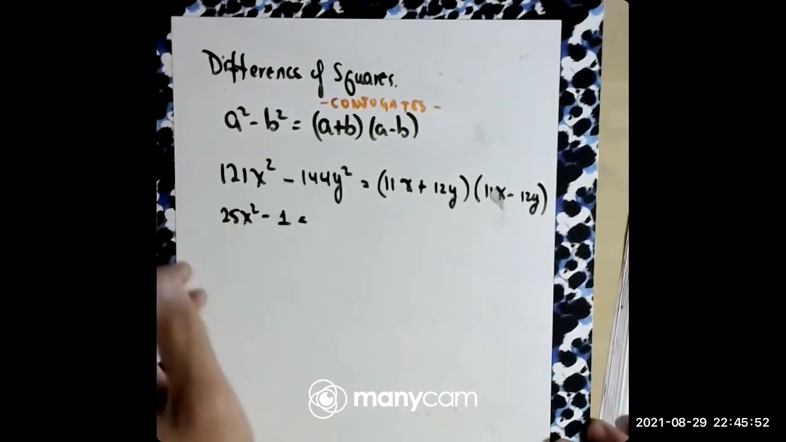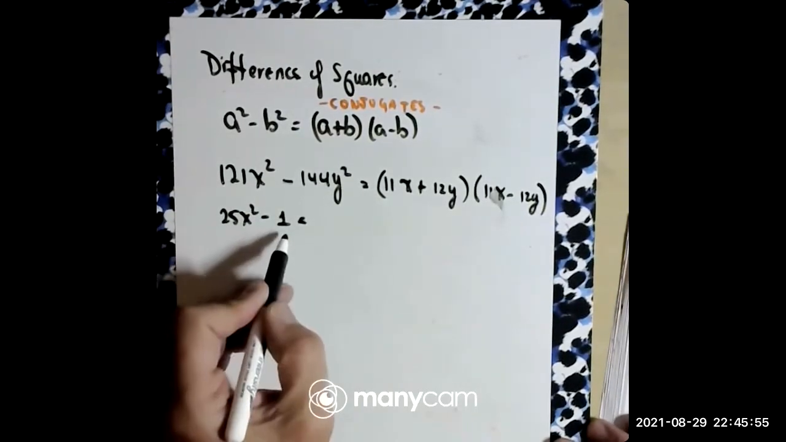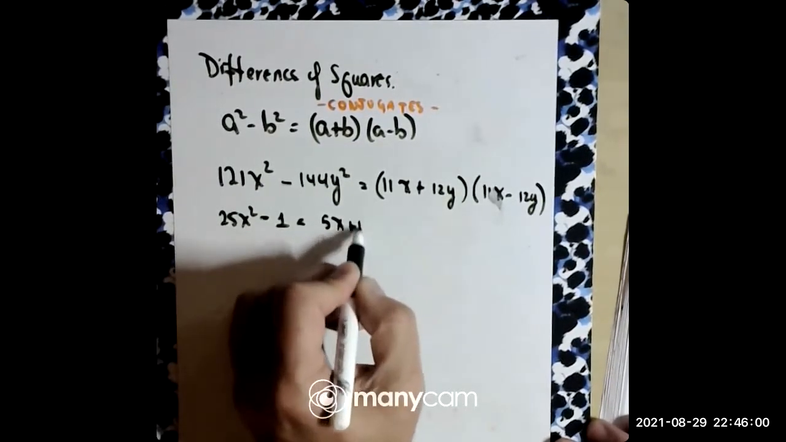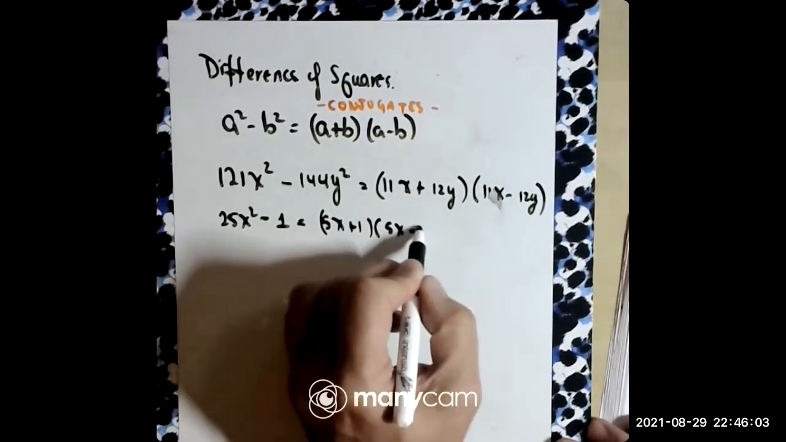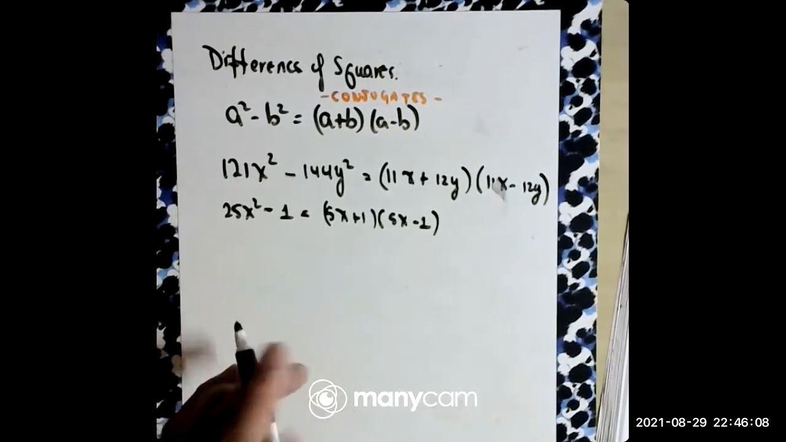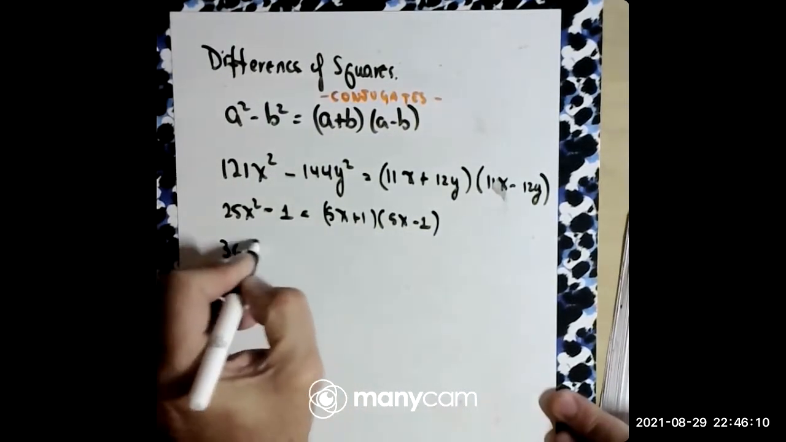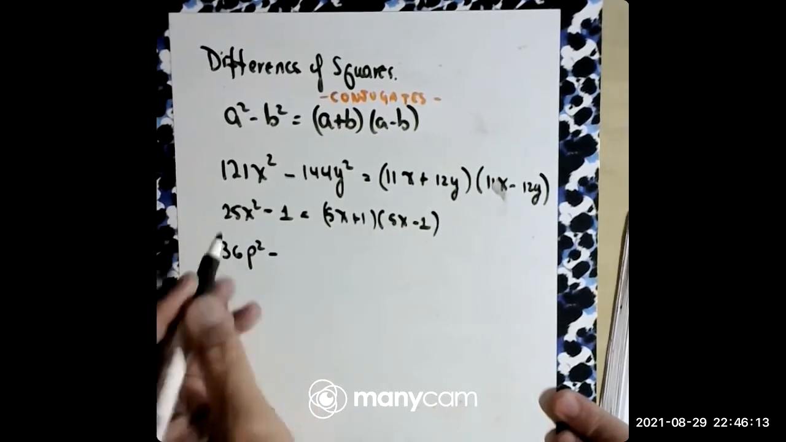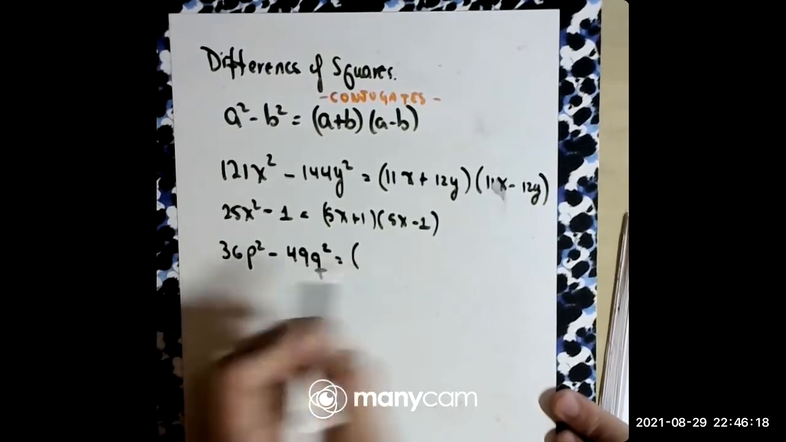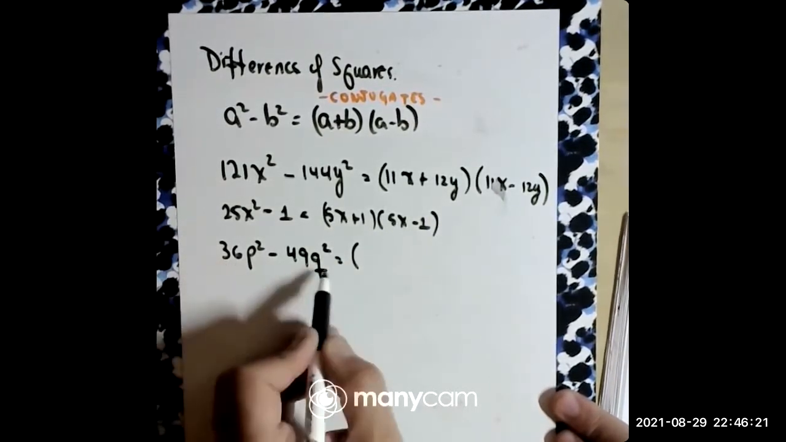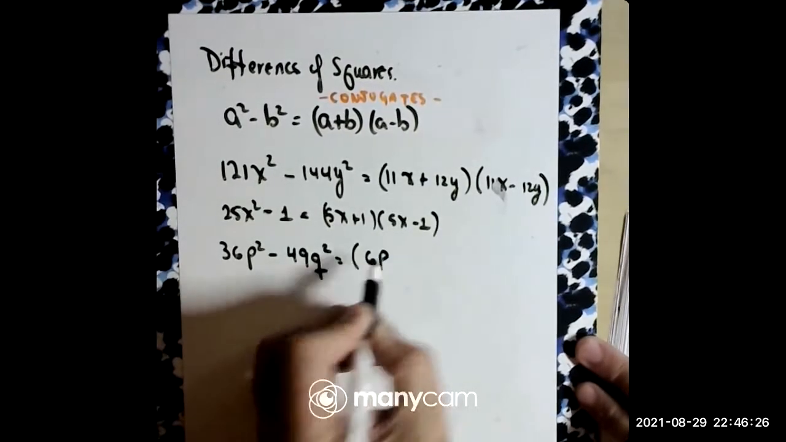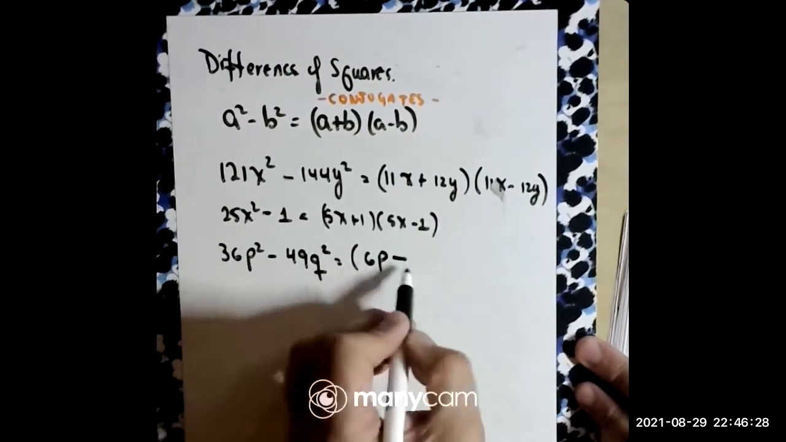What about 25x squared minus 1? 5 times 5 is 25, 1 times 1 is 1, therefore a difference of squares: 5x plus 1 times 5x minus 1. I'm being sloppy right in here. What about if I have 36p squared minus 49q squared? In this case, 6 times 6 is 36, 7 times 7 is 49. So this one will factor as 6p, I'm going to put the minus this time first.